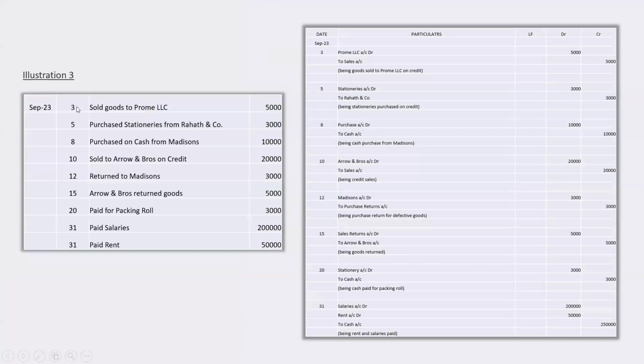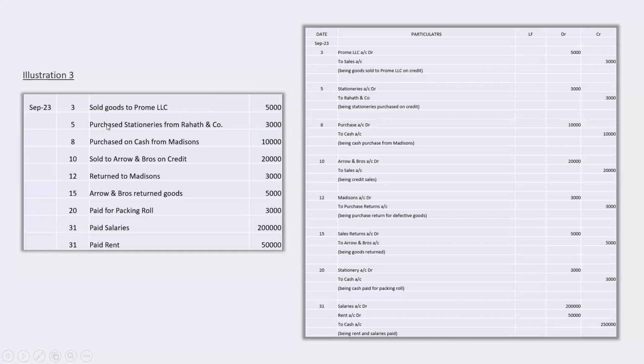So here comes the example. On 3rd September 2023, goods have been sold to Prof LLC for 5,000. The journal entry here is Prof LLC account debtor to sales account. Since it is not a cash transaction, we haven't mentioned the cash account here. The narration you can mention as being goods sold to Prof LLC on credit. So 5,000 credit, that is done.